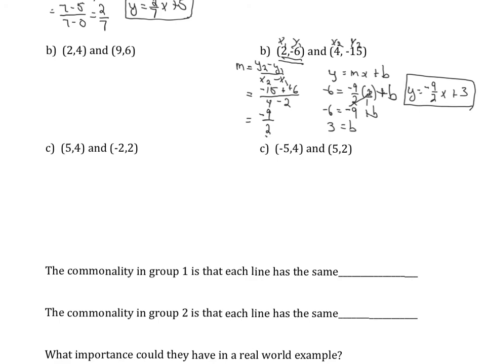I'm going to start out with that formula again for slope. m equals y2 minus y1 over x2 minus x1. So I'm going to say it's 4 minus 2 over 5 minus a negative 2. 4 minus 2 is 2. 5 minus a negative 2 is 7.